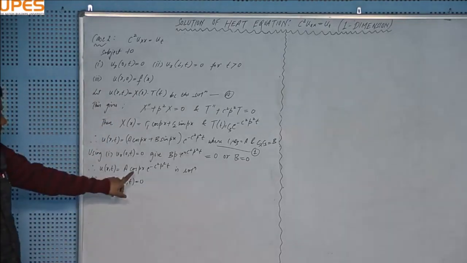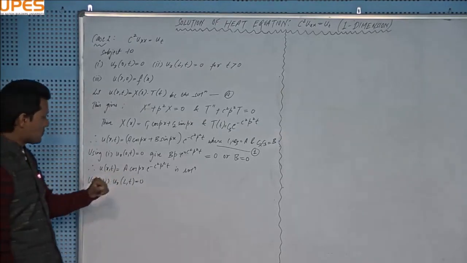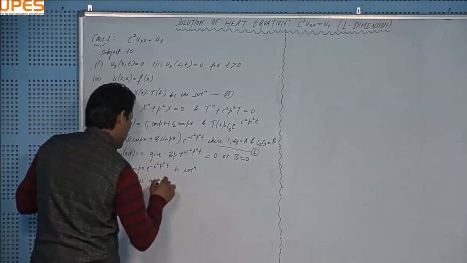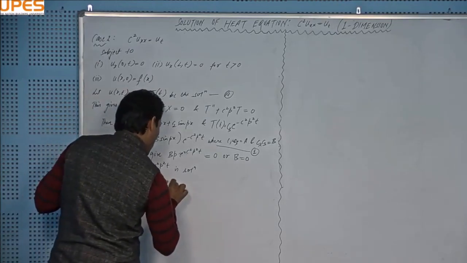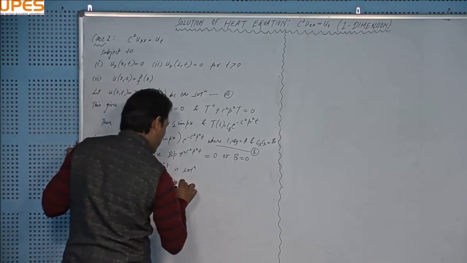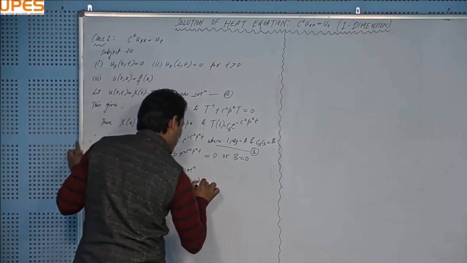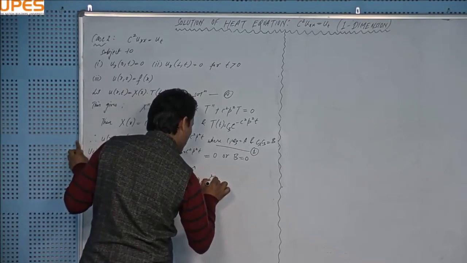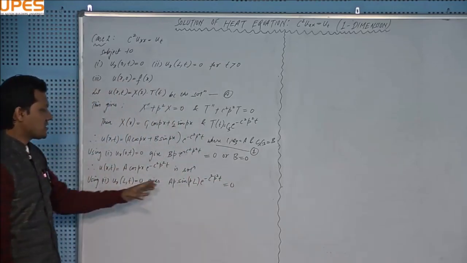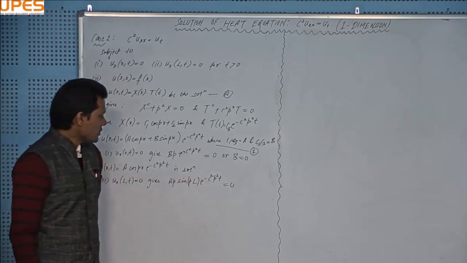And if I differentiate this with respect to x, then it will become sine px, right? That gives A times p, and that will become sin pl, and this will be e to the power minus c square p square t equal to 0. And I have rejected that negative sign because that is immaterial, right hand side is 0, fine.